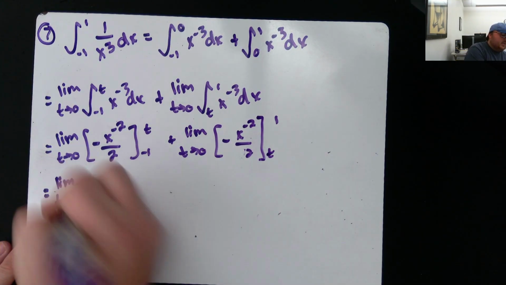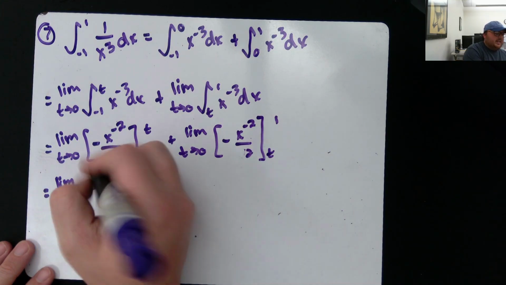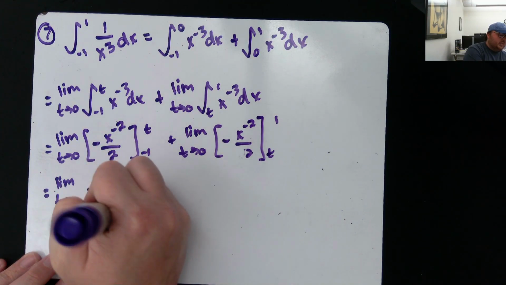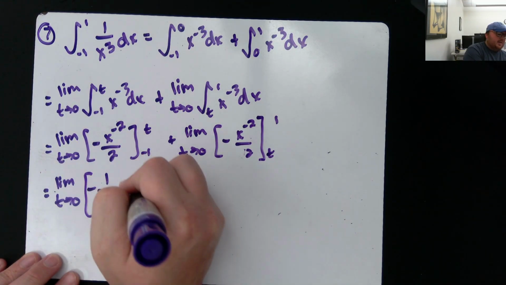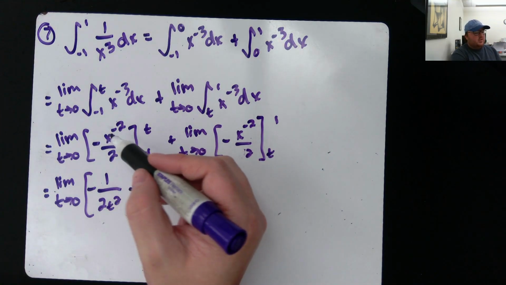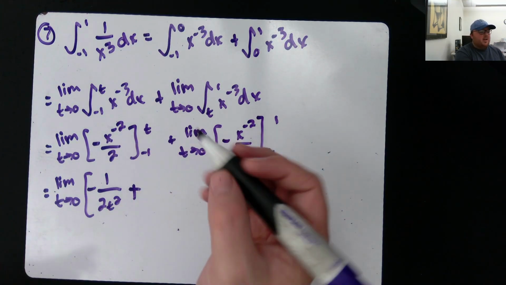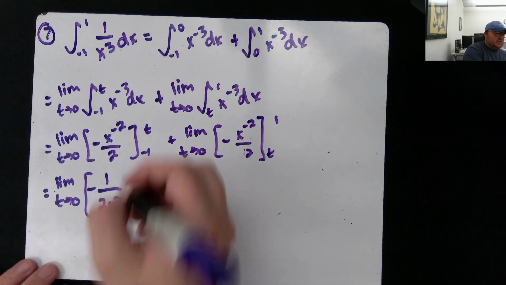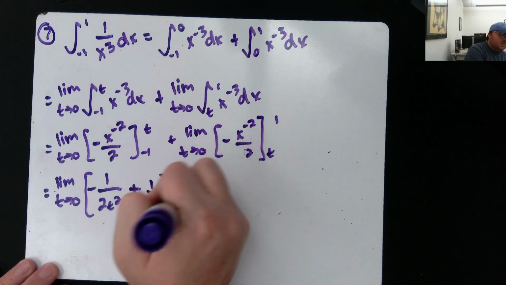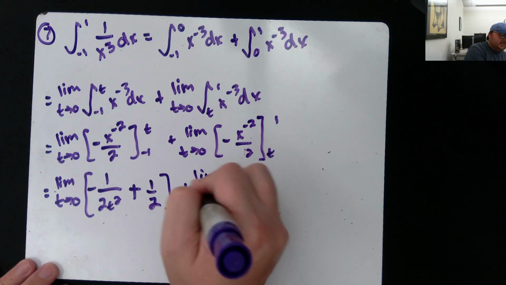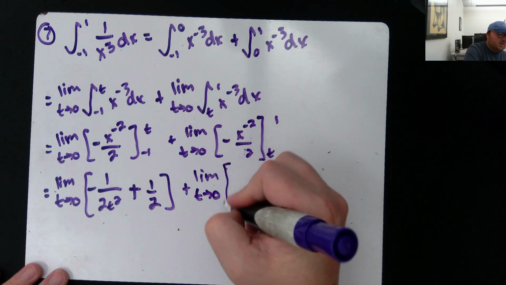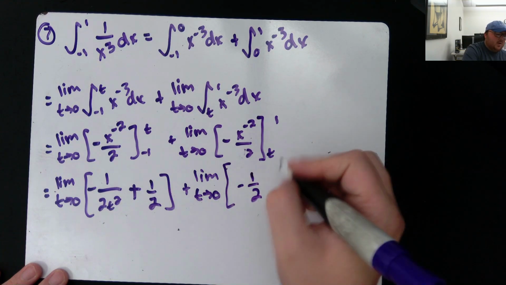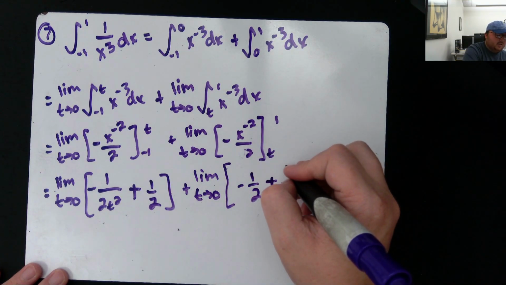Plug in our top bound first. Limit as t goes to 0 of negative t to the -2, which is like saying 1 over t squared. So 1 over 2t squared, minus, makes it a plus, -1 to the -2. That's like saying 1 over -1 squared, which is just 1. So this just becomes 1/2. Plus the limit as t goes to 0. Plug in a 1, the same thing happens. That's just 1, so -1/2. Minus makes it plus, plug in a t.